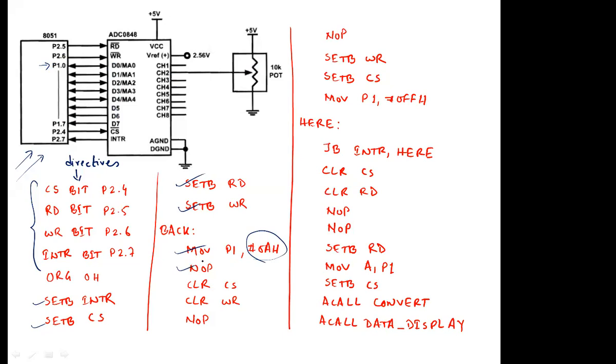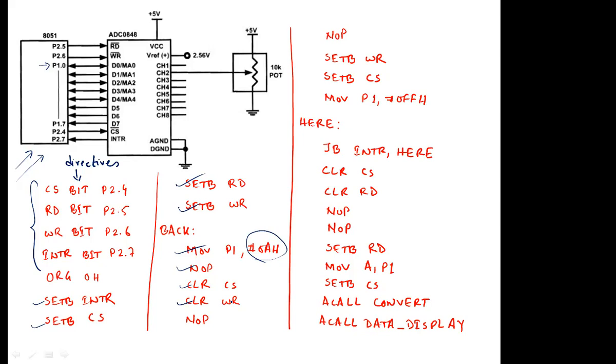Then NOP is just for delaying some time. It gives a better timing. Then we clear CS, we clear WR. It will be better if you see the last class. We need to clear the CS and the WR. What will happen if CS is cleared and WR is cleared? When CS is equal to 0, given that your RD is equal to 1, the address should be provided.